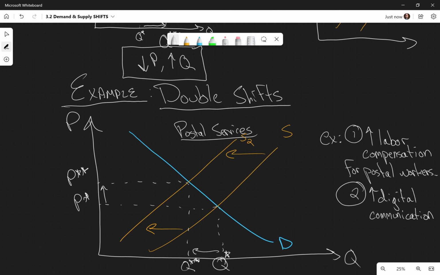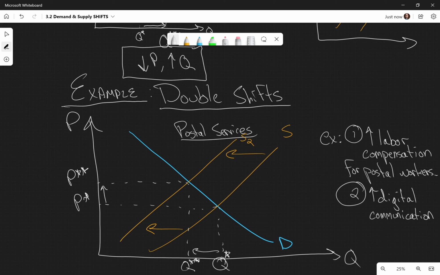Now here's where things get tricky. There's two things happening at the same time. An increase in digital communication is going to impact one of my curves. So again, I go through the list. Demand. Is this going to impact the tastes and preferences for people sending letters? Yes. If you can get your phone out and send somebody a text, you're going to do that much easier, 99.999 times out of 100, compared to sending a letter.